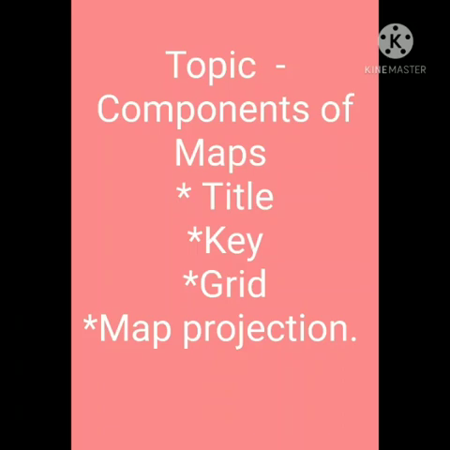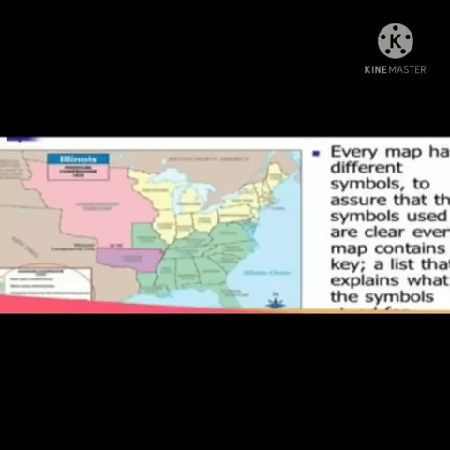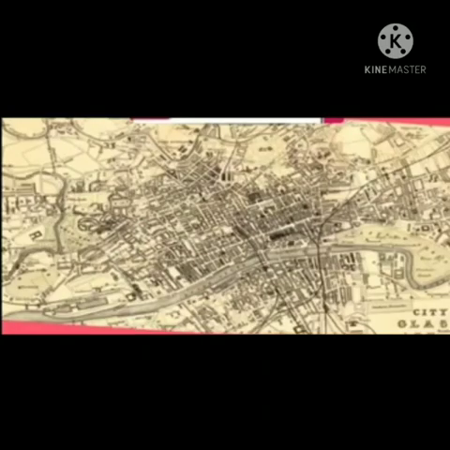What do you understand by title? It introduces a theme of a map. For example, what title has been given to the map has to be decided in prior. Second is key. This is a list of symbols and what they stand for. So in the shown map, you have to note down the key.